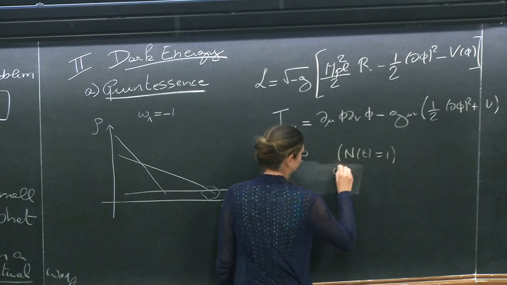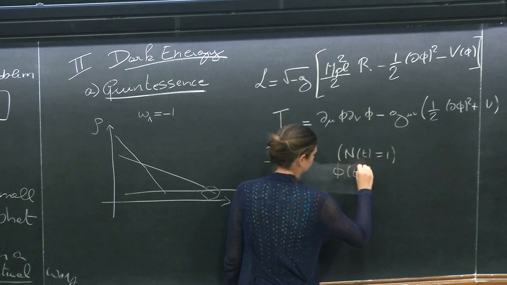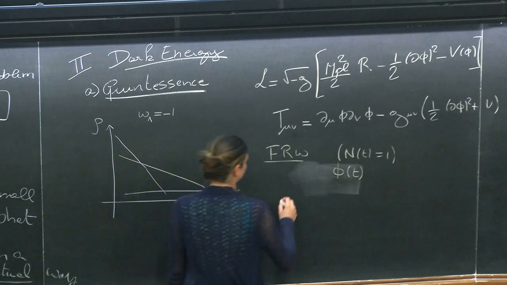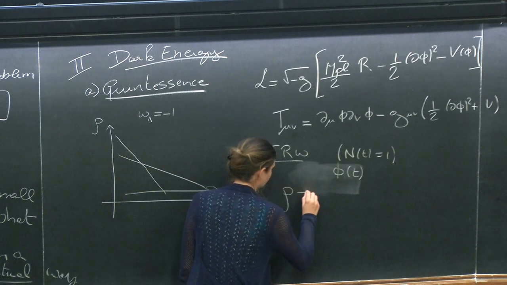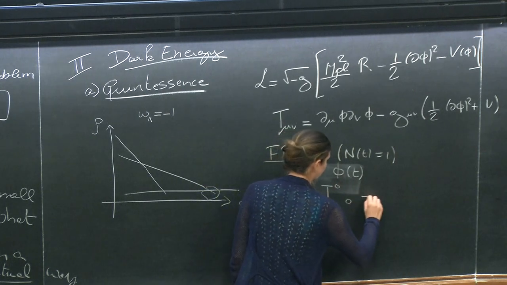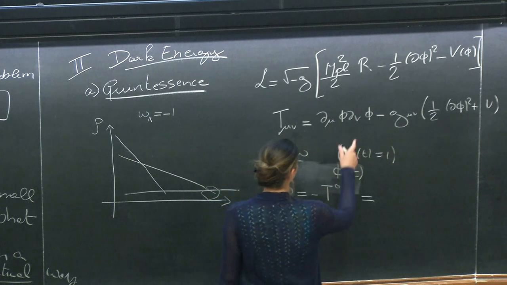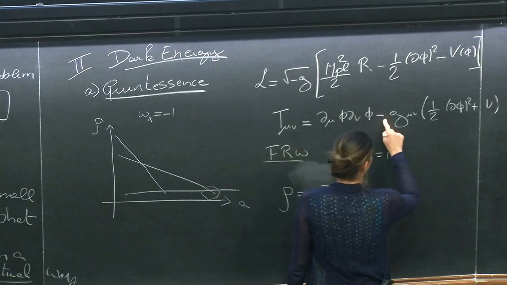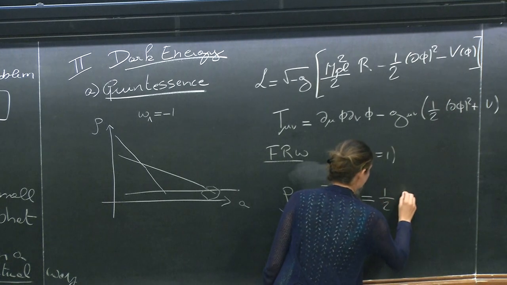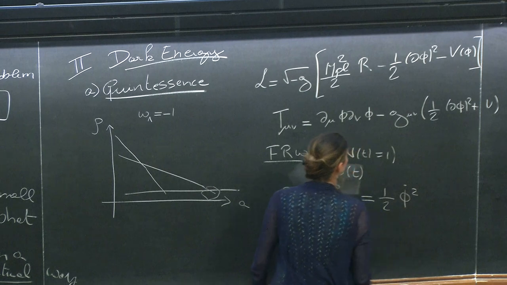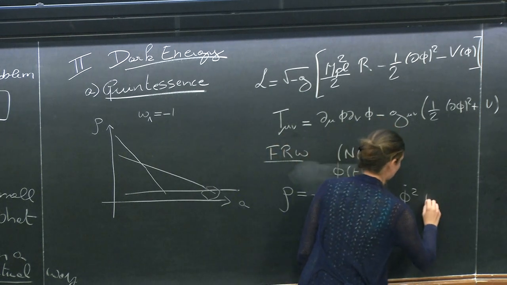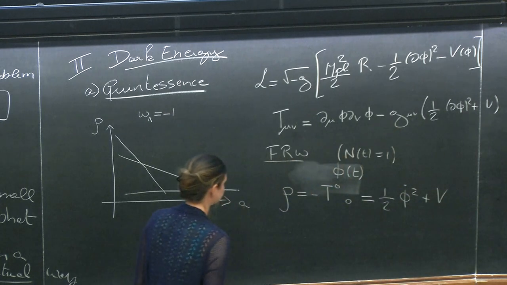And we have the scalar field just depending on time. That's my symmetry for the system. Then we have that the energy density rho is equal to minus T zero zero. And then in this case, we're going to have phi dot squared minus phi dot squared, so it's going to be half phi dot squared, and then plus V, the potential.